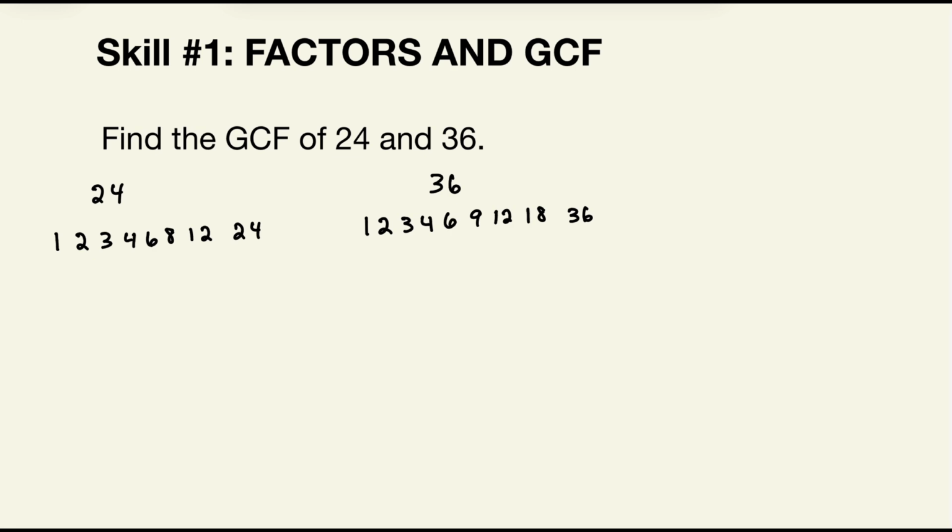Now let's underline the common factors. So they share 1, 2, 3, 4, 6, and 12. But the greatest common factor, or GCF, is 12 for both 24 and 36. So why it matters? You'll use the GCF when simplifying fractions and algebraic expressions in Algebra 1. With that, let's move on to skill number 2.